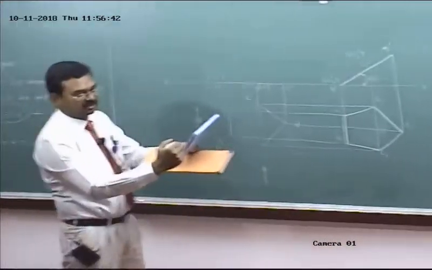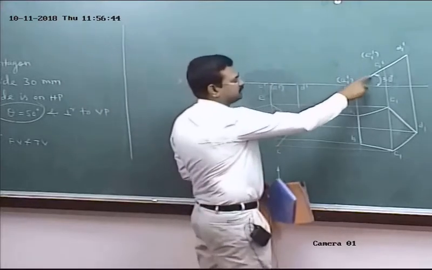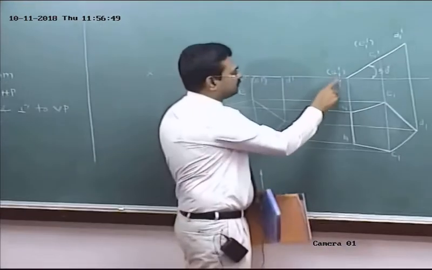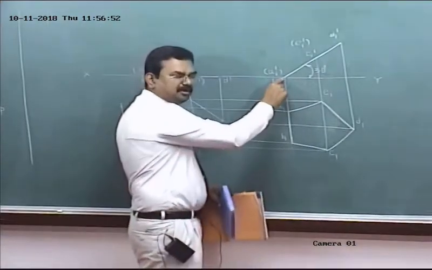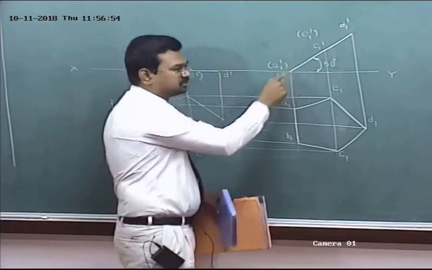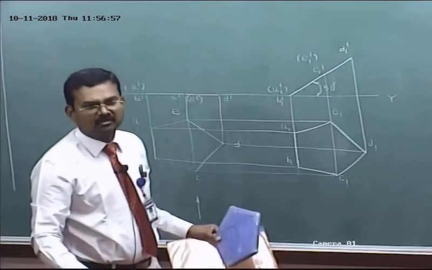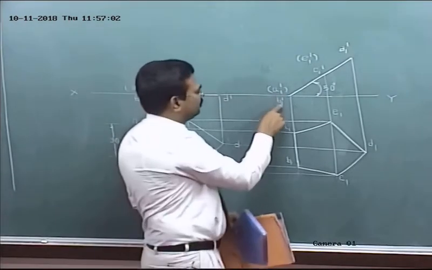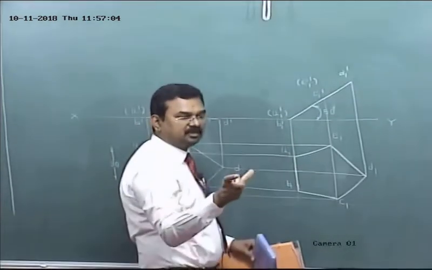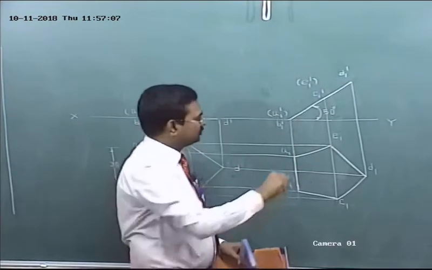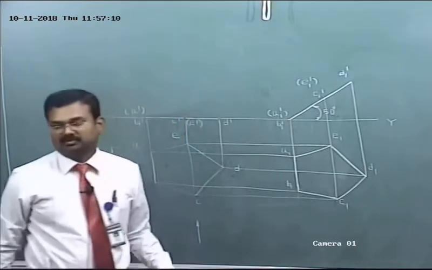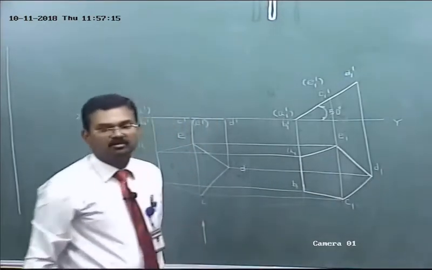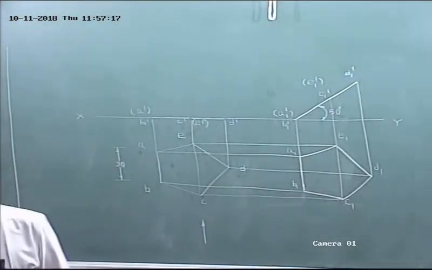The surface makes an angle of 50 degrees to HP. One side of the pentagon, which one? AB. In the front view, it is a point. So one side is resting on HP. Resting on HP means that in the front view, it should be obtained on XY. So the side AB is a point in the front view, obtained on the reference line XY. This is the required front view, this is the required top view. The required front view and top view should be darkened.